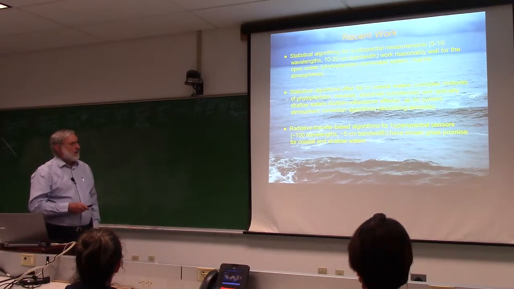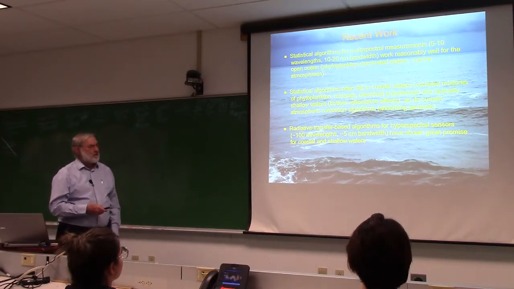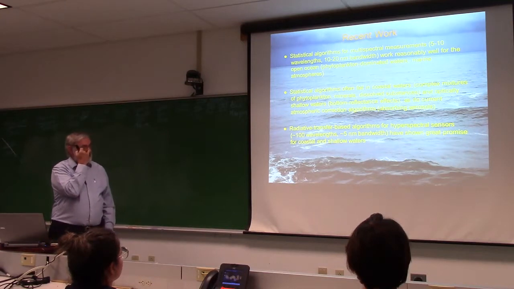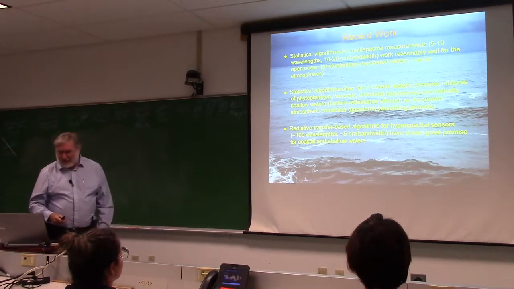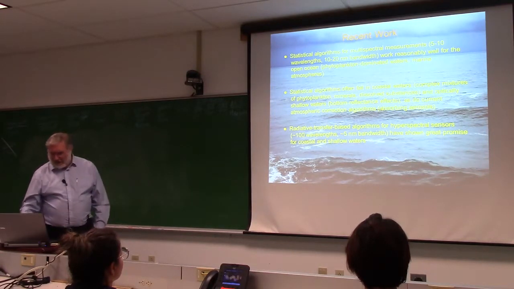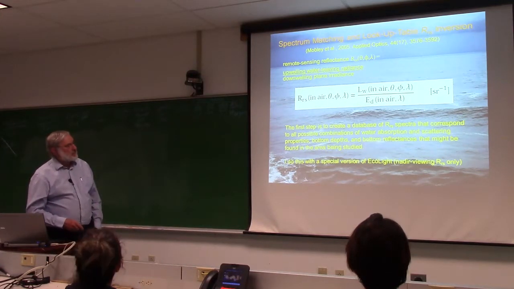And then a lot of now, especially airborne sensors, but then things coming down the road like PACE will be hyperspectral. So we have maybe 100 wavelengths or so and somewhere around 5 nanometer bandwidth. And these are the things that tend to get used in coastal and shallow waters. Okay, so yeah, we know what remote sensing reflectance is now.